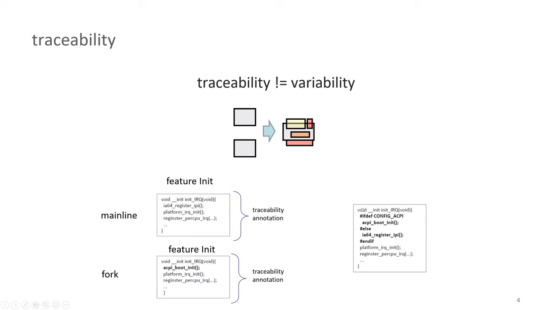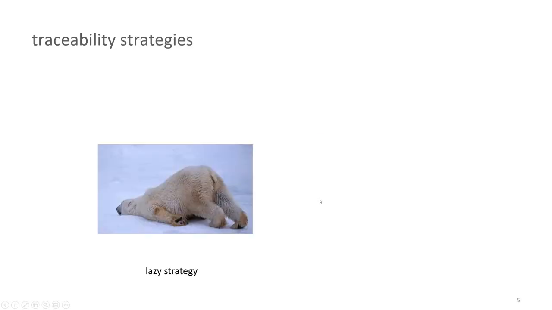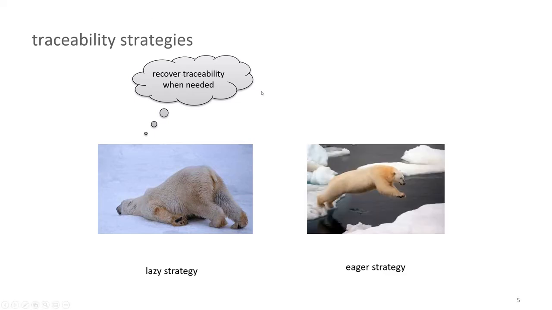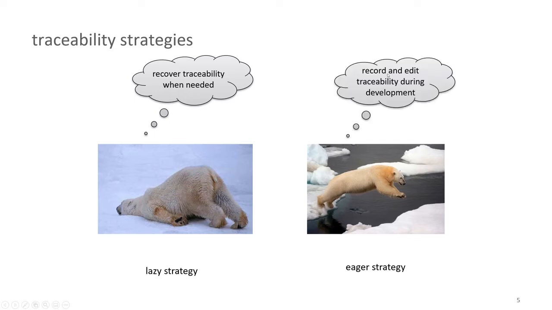Now if you integrate this into an integrated platform, what you do is you wrap the differences in so-called ifdefs, and these ifdefs are variability annotations. Okay, so traceability means that we want to trace all types of features, whereas with variability annotations you only want to record differences between products. Okay, so it's one of the core differences here. Now for recording traceability, we basically have two strategies. You can have the lazy strategy. This means that you recover traceability information only when you need it, so when you need to evolve or maintain a feature. You can follow the eager strategy, which means recording and editing traceability information during development. This is the strategy that we aim at in this work.